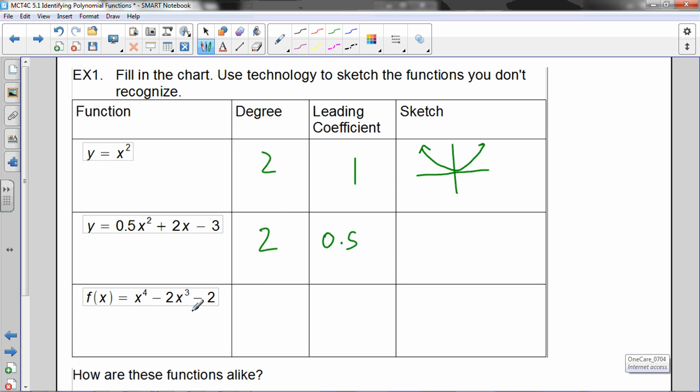The degree of this one, well, this has degree 0, degree 3, degree 4, but altogether the highest degree of a single term is degree 4. The leading coefficient is the number that's in front of that x with the highest degree. It's just 1. And now what do the functions look like?